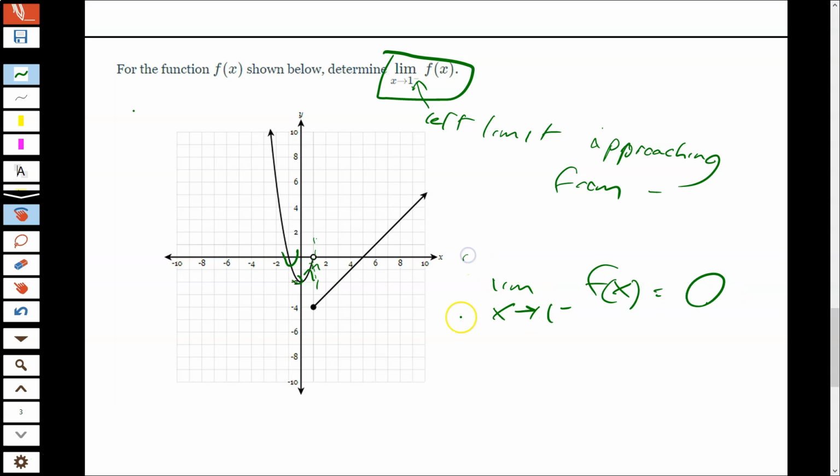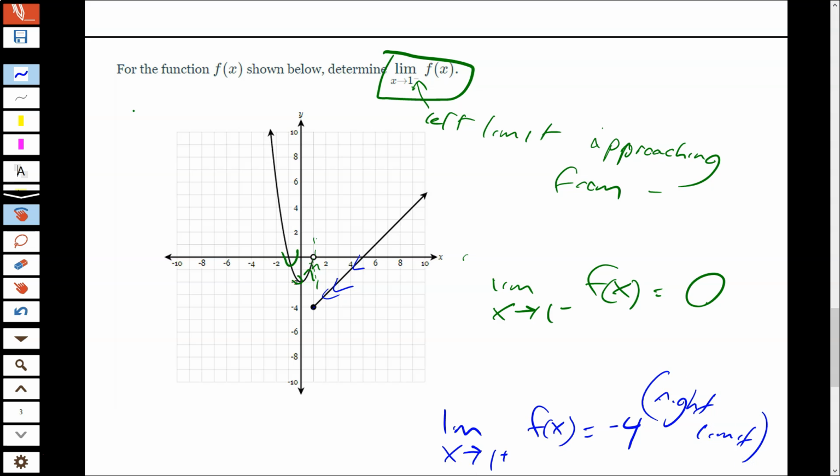So that's it. Now, they obviously did not ask us for this, but if they ask me the limit as x approaches 1 from the positive side of f of x, well, that means I'm going from the right-hand side towards x equals 1, and my y values approach -4. Okay? So that's my right limit.